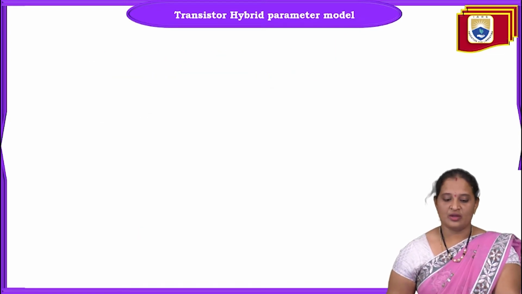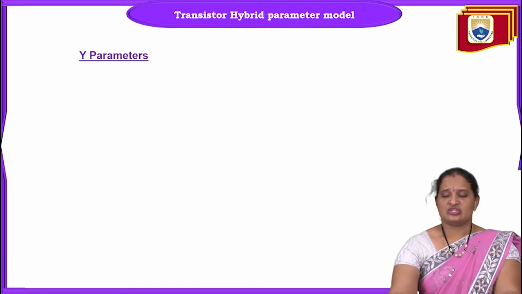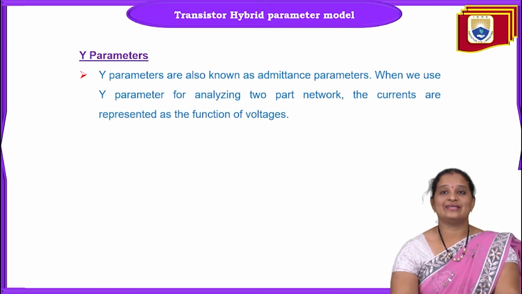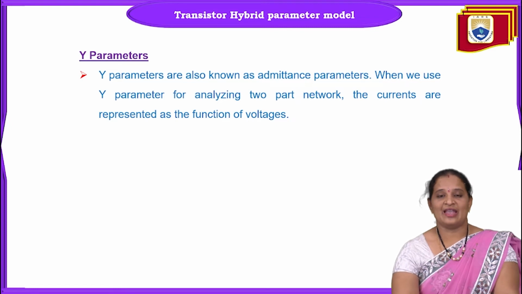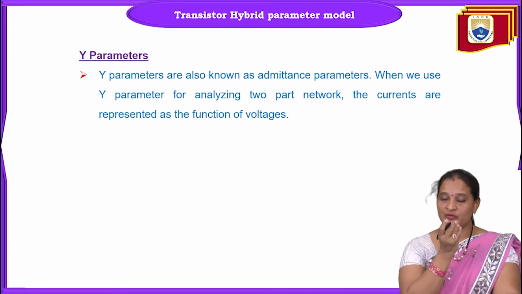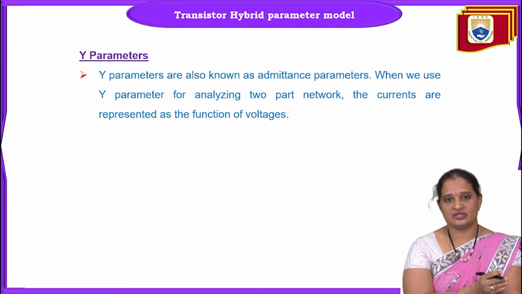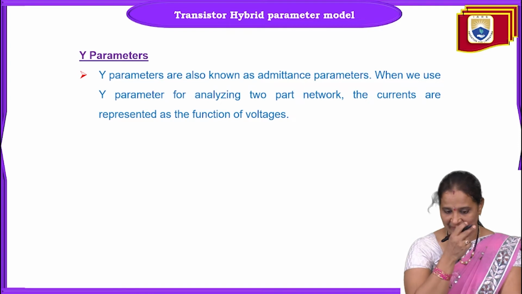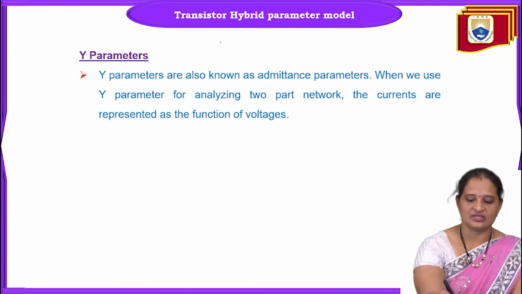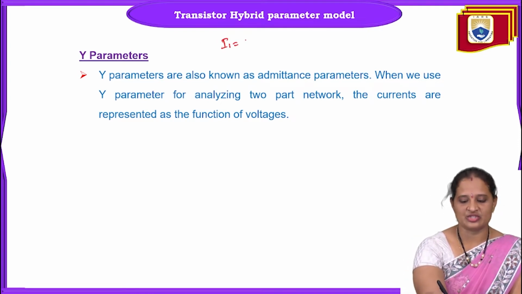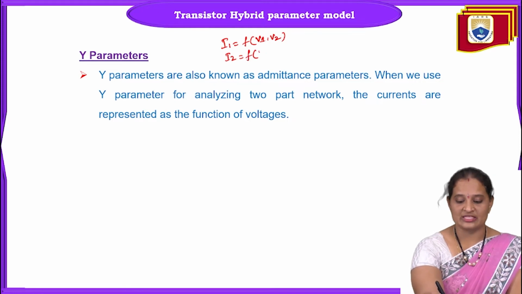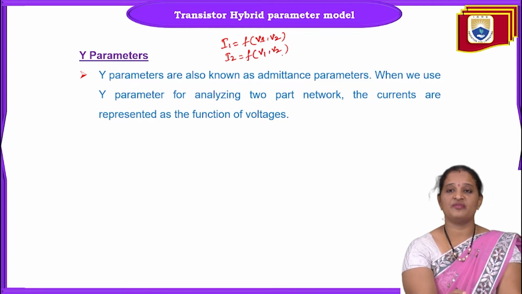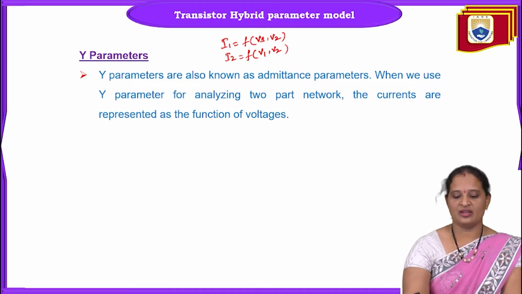Okay. So, now coming to the Y parameters. The Y parameters are also called admittance parameters. As I said, in the case of Z parameters, the currents are considered independent and voltages are considered dependent. But in this case, it is reversed. That is, currents are expressed as a function of voltages V1 and V2. So I1 is a function of V1, V2, and similarly I2 is also a function of V1 and V2.